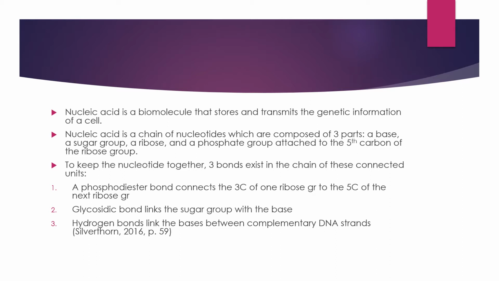To keep the nucleotide together, three bonds exist in the chain of these connected units. A phosphodiester bond that connects the third carbon of one ribose group to the fifth carbon of the next ribose group. A glycosidic bond that links the sugar group to the base. And hydrogen bonds that link the bases between complementary DNA strands.